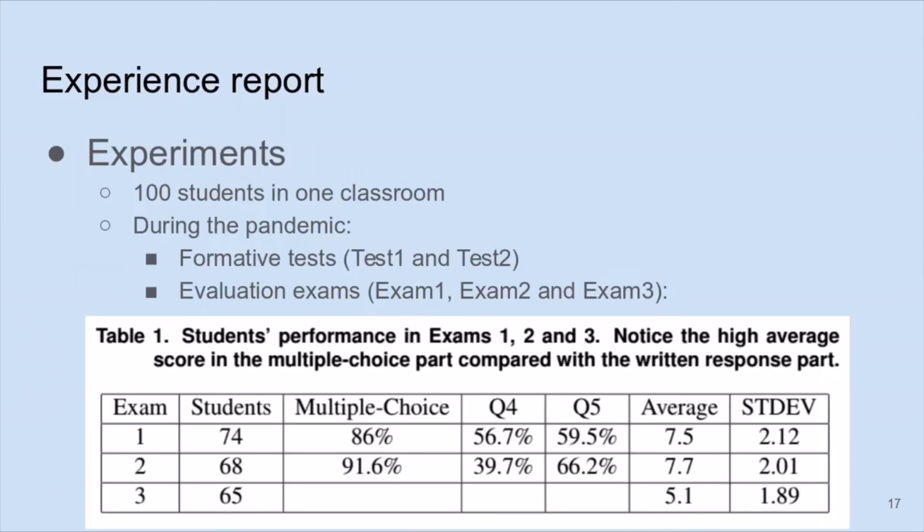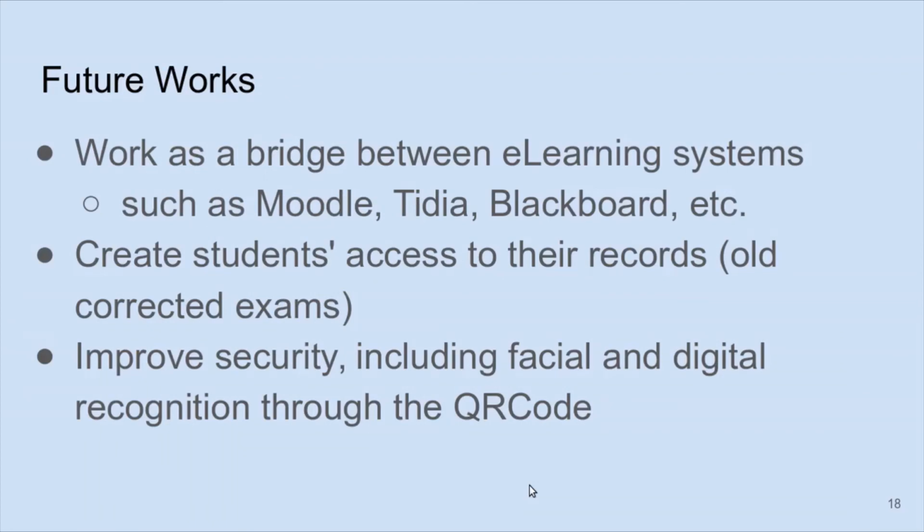We came to the conclusion that online exams may have a bias in the multiple choice part, but quite probably not in the written response part. So MCTest has proved to be a bridge between professors and students for distance evaluations. It can also be a bridge between e-learning systems. In future, it can include students' access to their records and also improve security by means of the QR code, facial and digital recognition.